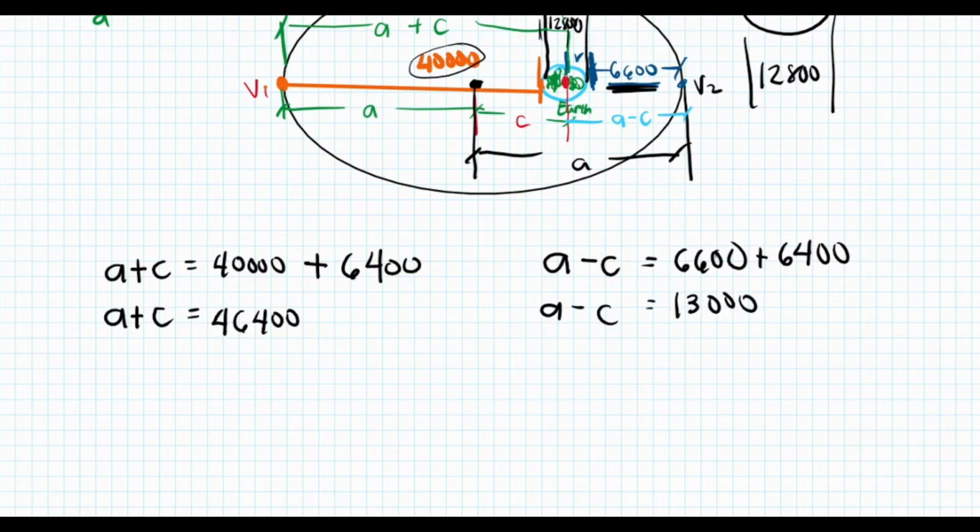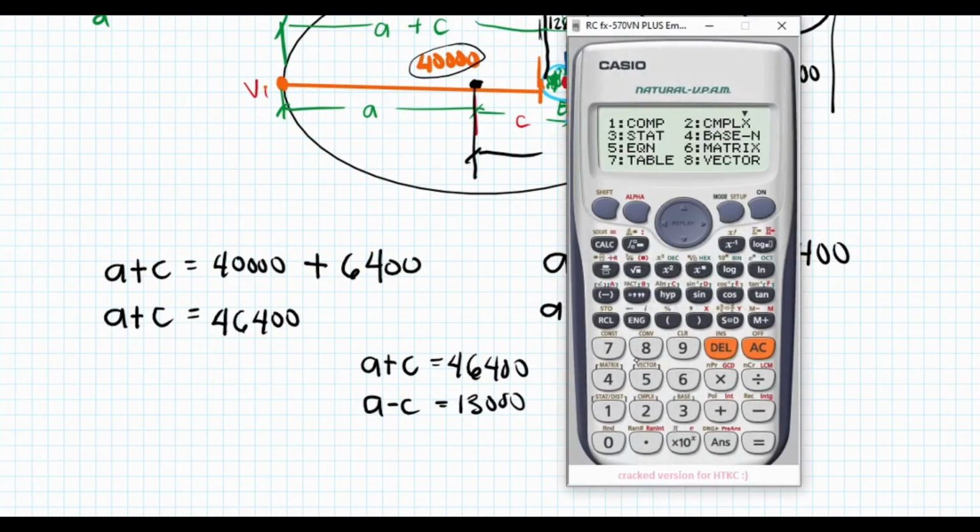Okay? Ngayon, meron ka na pong dalawang equations. Since meron kang two equations, two unknowns, masasolve mo na po yung problem. So, lagay natin dito, A plus C is equal to 46,400. A minus C is equal to 13,000. Gamitan na lang natin yan ng calculator method. Okay, which is mode 5. Hanapin mo dyan, sino kamukha. That will be equal, mode 5, 1.